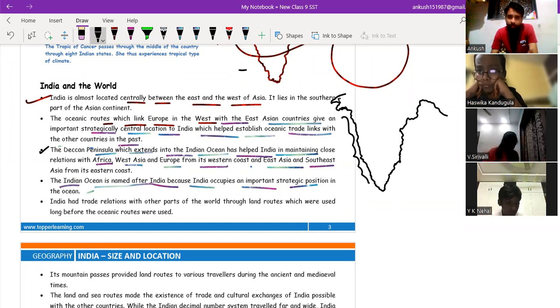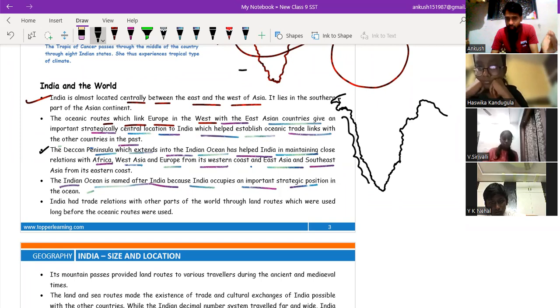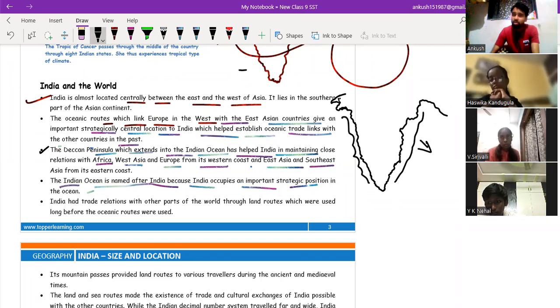From there we are connected to the western countries, which are located like America, Canada, Brazil, Africa, and European countries. Such countries are connected to this western coast. And on the eastern coast, we are connected to the countries lying on the east part of India, actually Mongolia.